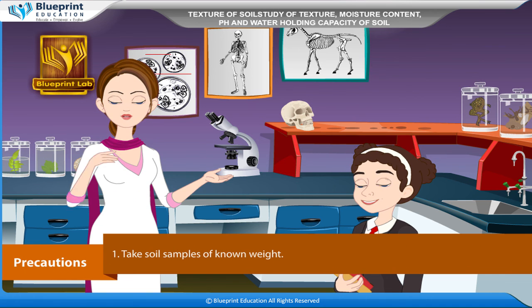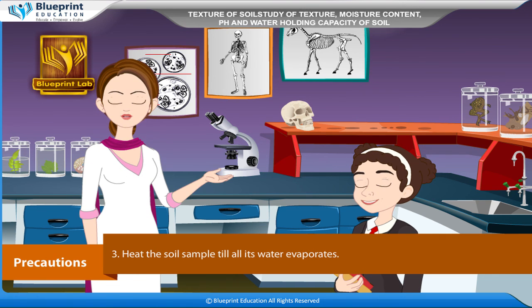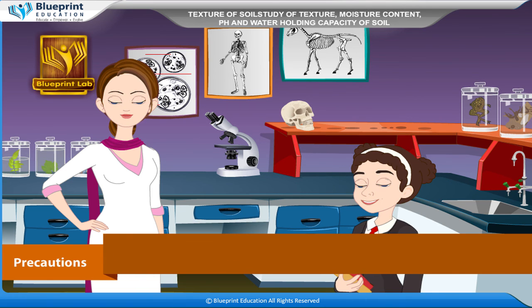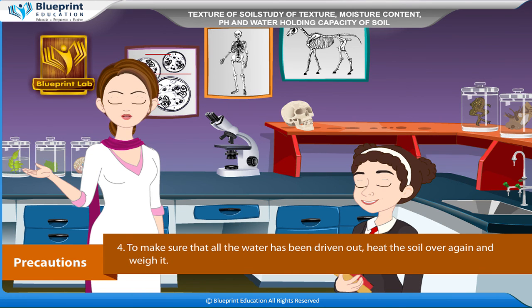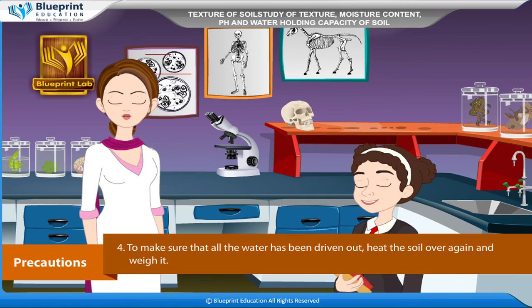Precautions. Take soil samples of known weight. Stir the soil while heating. Heat the soil sample till all its water evaporates. To make sure that all the water has been driven out, heat the soil over again and weigh it.